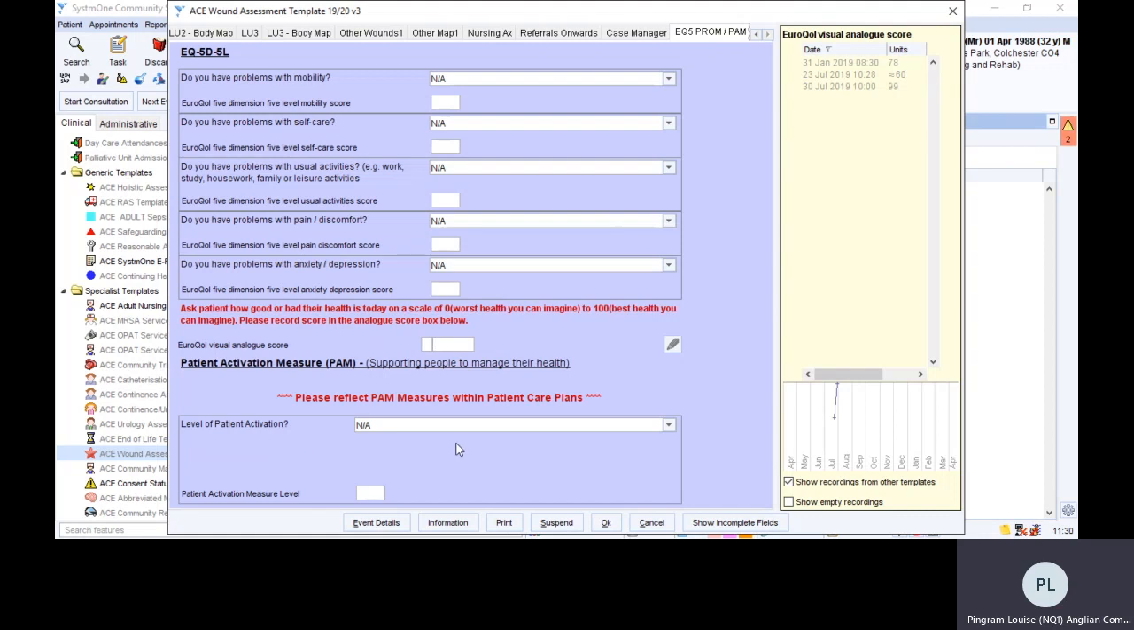And the level of patient activation is more linked to therapies. So community nursing wouldn't overly use that, but you would fill in the EQ5D and the visual analog scale when the patient is admitted to the service and when they are discharged. And that is the template.